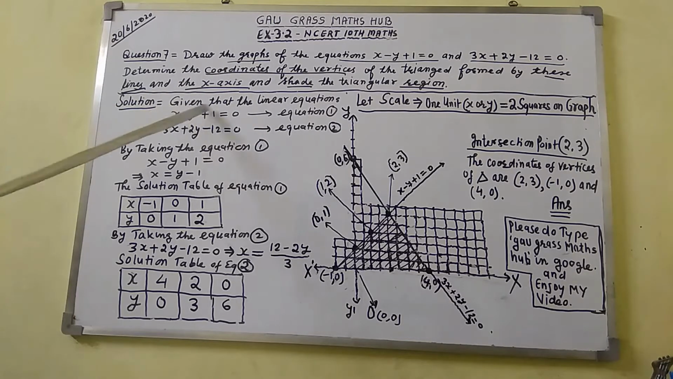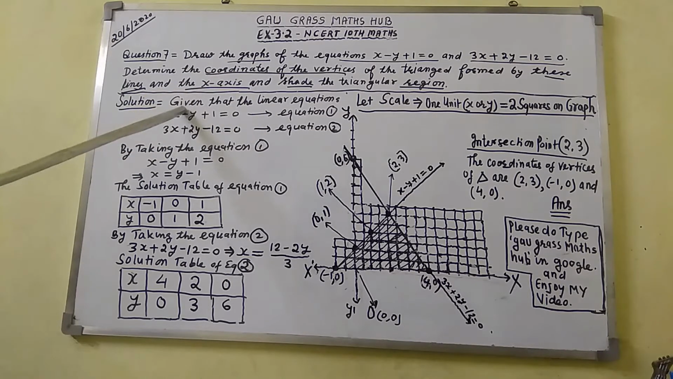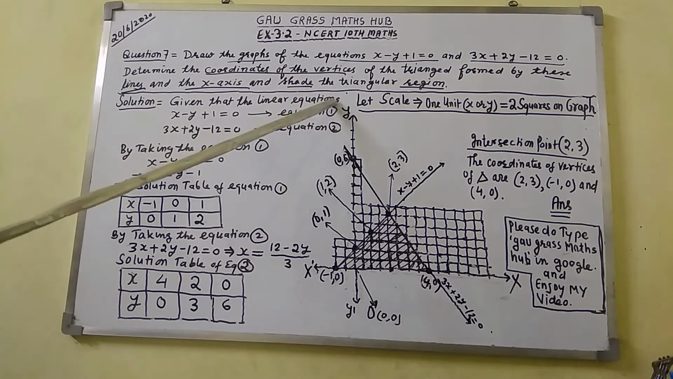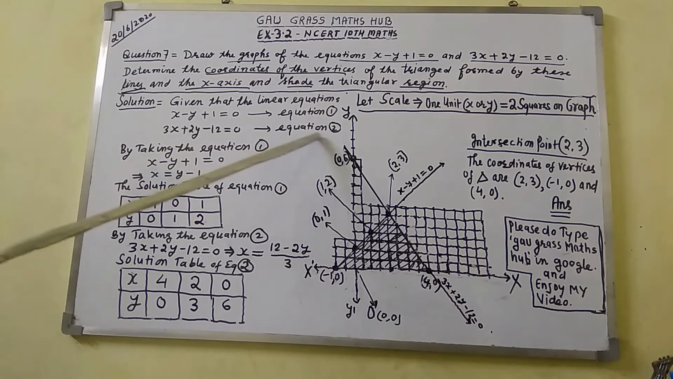Find out what things are given. The given points are to be noted down in the solution from the key points. Here I have noted the given things which I have marked in the question. So two linear equations are given here, and I have written both here. The first equation is x minus y plus 1 equal to 0. The second linear equation is 3x plus 2y minus 12 equal to 0.